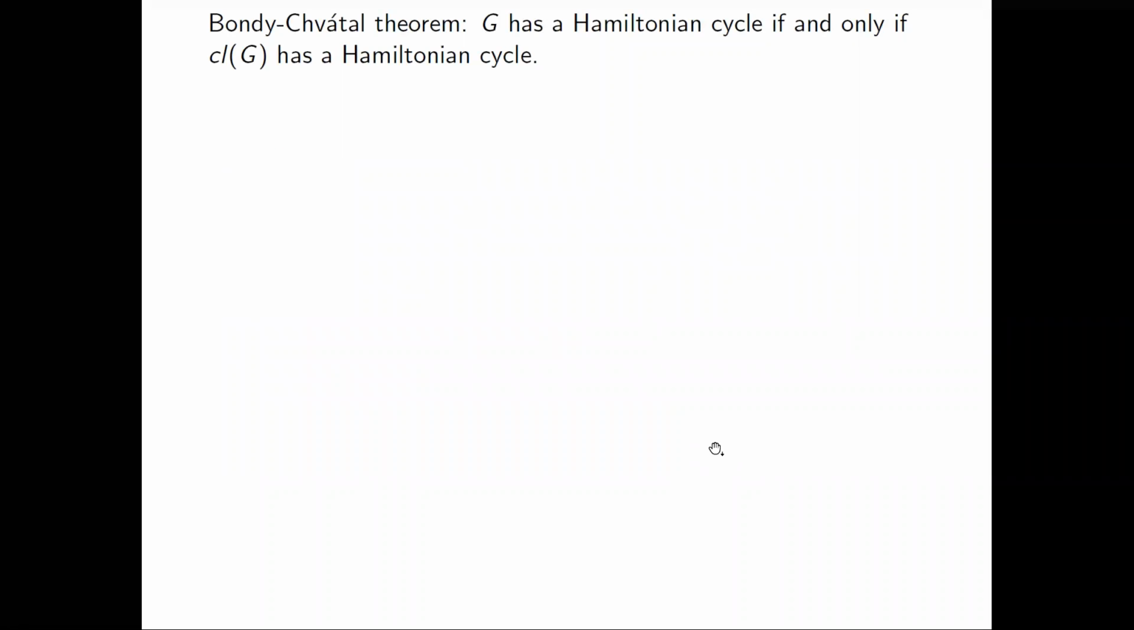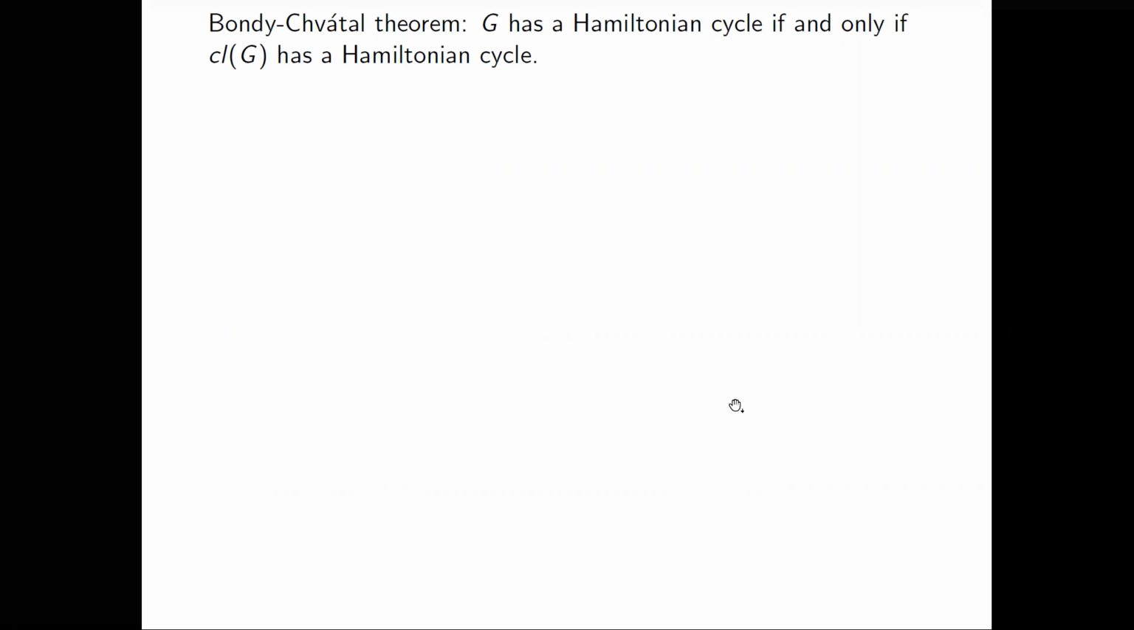So there's the Bondy-Chvátal theorem, and it's an if and only if. It says G has a Hamiltonian cycle if and only if the closure of G has a Hamiltonian cycle. So we have a forward direction and a backward direction. Like the other if and only if that we saw in the other video, one of the directions here is much easier than the other. So we'll start with the easier one, the forward direction.